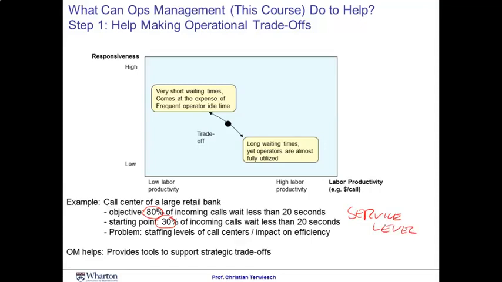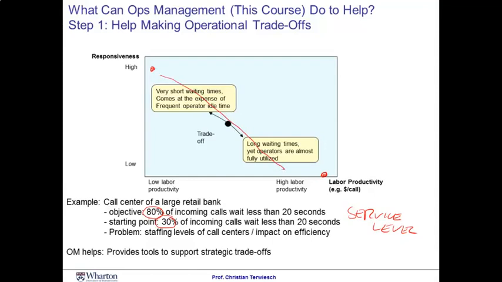Now, there's a tension between the forces of responsiveness and productivity, in the sense that you could easily imagine a call center that would have an amazing responsiveness. It would have thousands and thousands of employees staffed. It would be very inefficient, but it would be very responsive. Vice versa, you could imagine downsizing the workforce so that you have very few workers answering calls, which would be great for your productivity, but very poor for your responsiveness. So there is clearly a trade-off between those 2 dimensions.